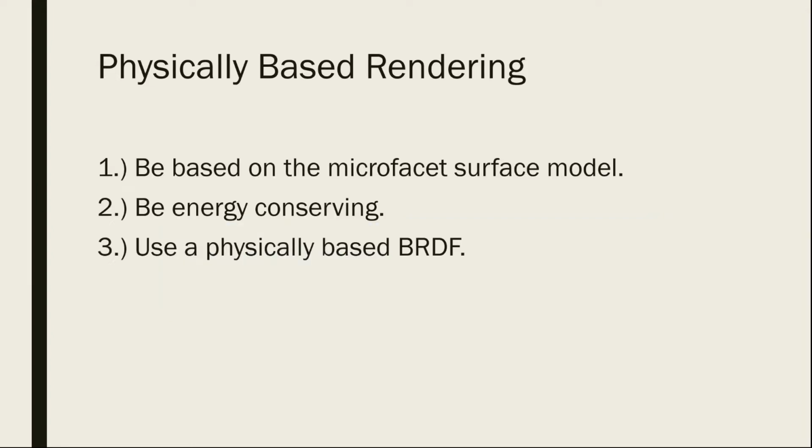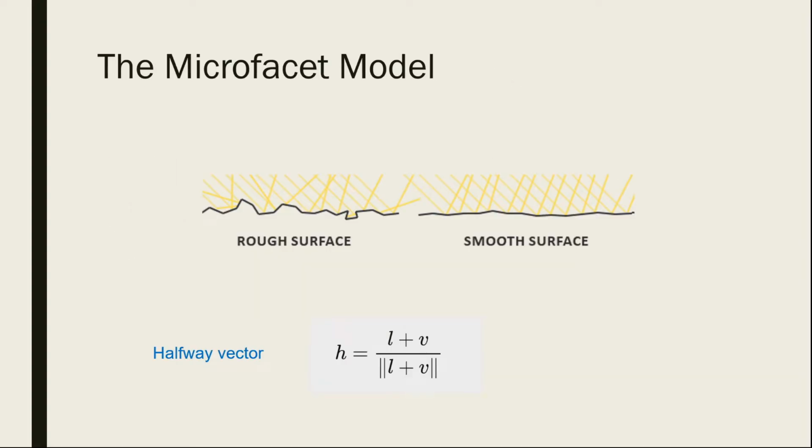A lighting model that is considered PBR has to follow three conditions. The first one is that it has to be based on the microfacet surface model. The second one is that it has to be energy conserving. And the third one is that it has to use a physically based BRDF, which is the bidirectional reflective distribution function. All of the PBR techniques use the microfacet model.